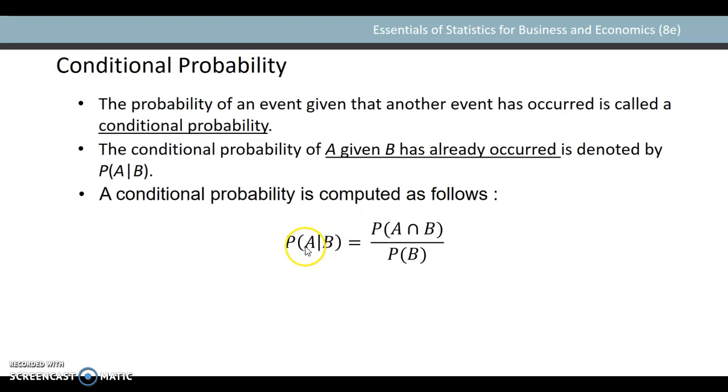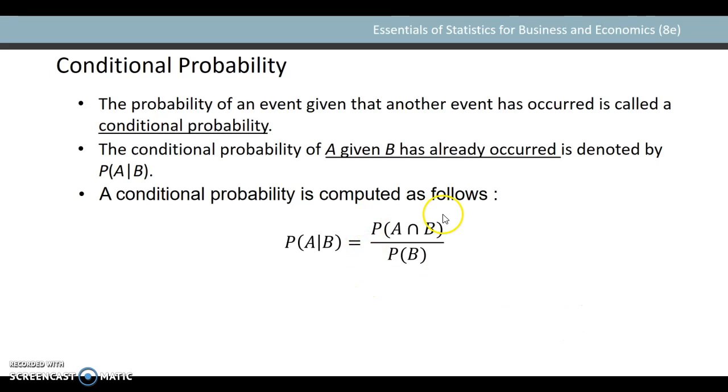Here we've got the probability of A given B. So B might be that you make a sale. Say you're working in a business and B is that you've made a sale. So that's given. Given that you've made a sale, what is the probability, say, that a customer will buy product insurance from you?